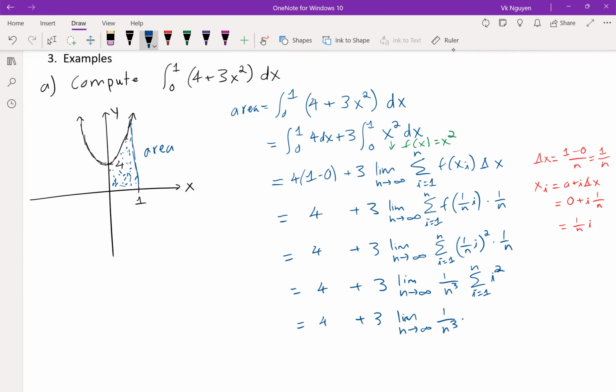Well, using a summation formula, we have n times (n plus 1) times (2n plus 1) over 6.